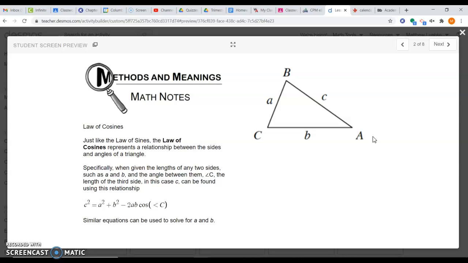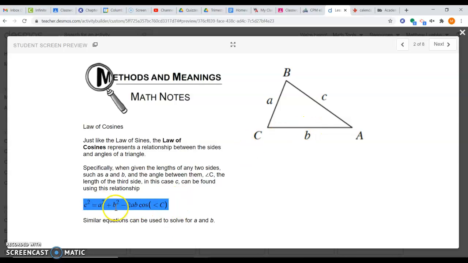You can read what it says, but the law of cosines is specifically what we see here, and that is c squared equals a squared plus b squared minus 2 times a times b times the cosine of angle C. Angle C is this angle right here, and then A, B, and C are the rest. The one to note is that what they call c squared, or what they call c, is always going to be the side across from the angle that's given.